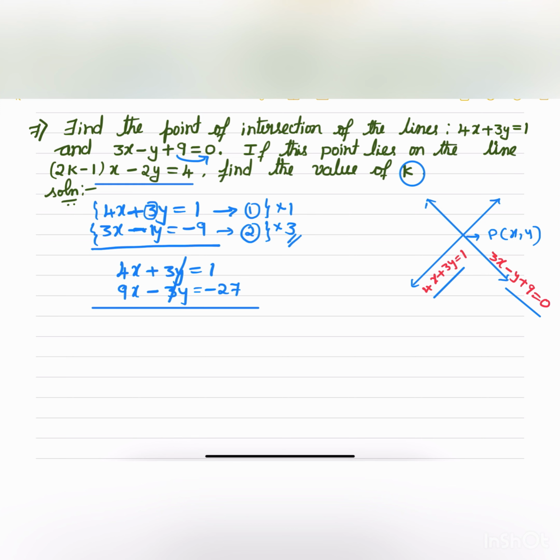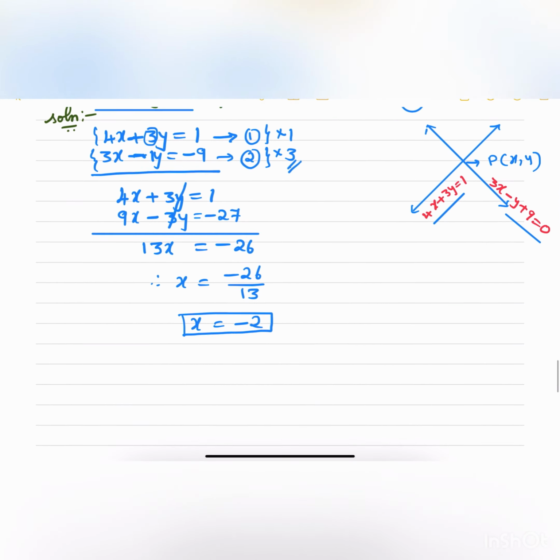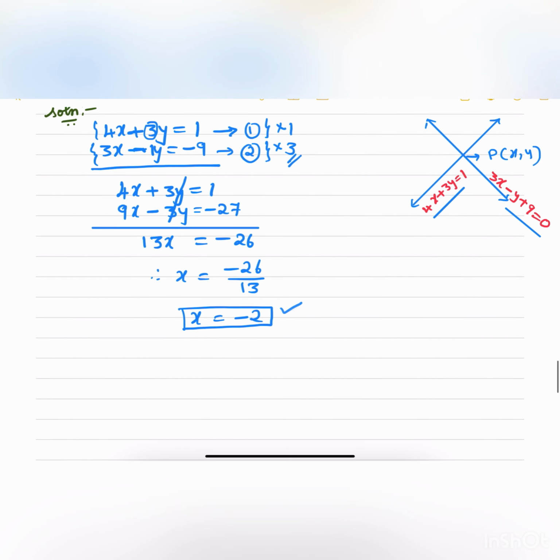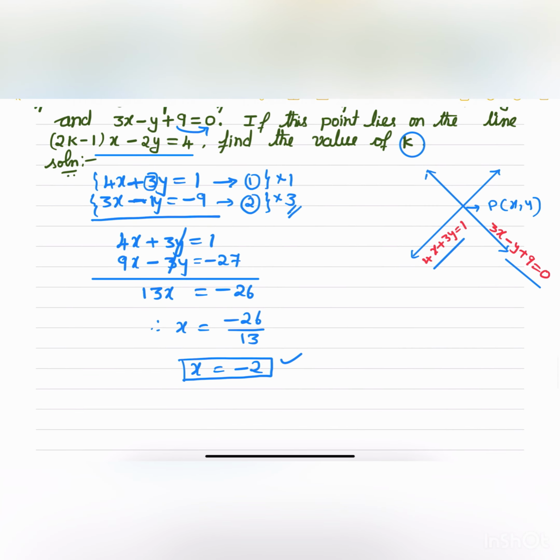9x plus 4x is equal to 13x, that is equal to minus 26. Therefore x is equal to minus 26 by 13. x is equal to minus 2. 13 ones are 13, 13 2s are 26. So x is equal to minus 2. And now we got the abscissa. We should find out the ordinate, that is the value of y. So what to do? Substitute the value of x in either equation 1 or equation 2.